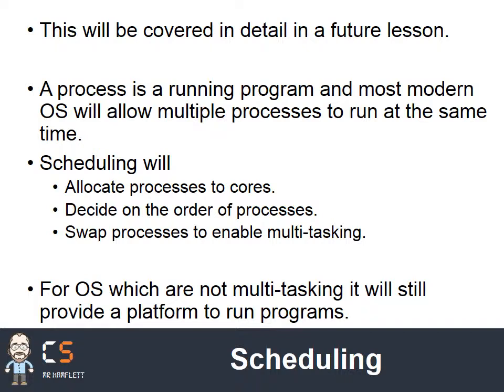Let's delve into the detail a little bit more. So scheduling is going to be in a future lesson, so I'm just going to summarize again. A process running is a running program. So when we open up a program, I double click on it and it starts to load up and it starts running. The second it starts running, we call that a process rather than a program to make a distinction between the two. And most operating systems nowadays will allow multiple processes to run at the same time, especially if we've got a multi-core environment. So scheduling allocates processes to cores, it decides the order of processes, and it basically enables us to do multitasking. For operating systems that aren't multitasking, it still provides a platform to run those programs.